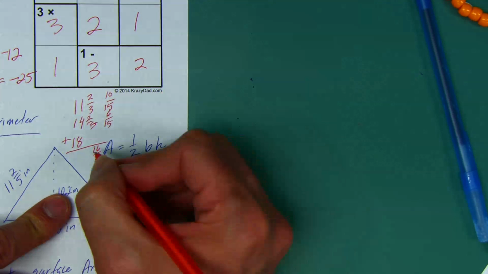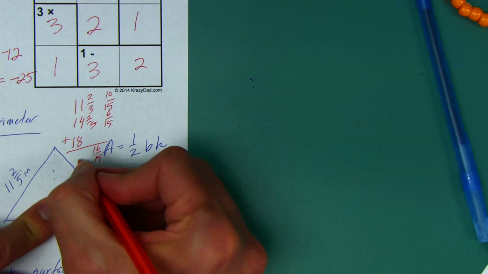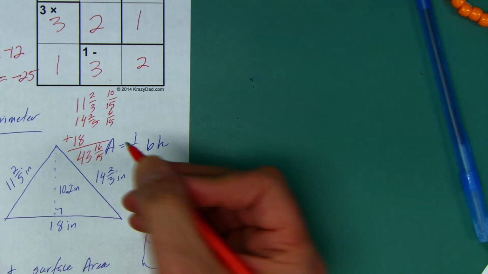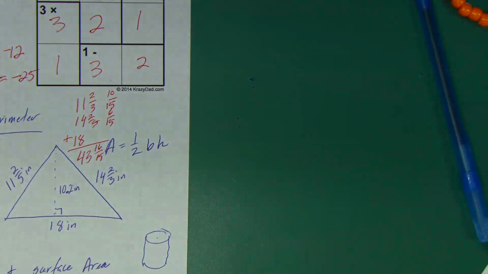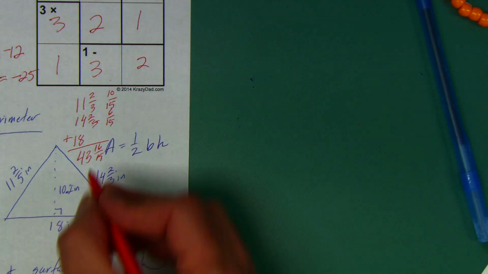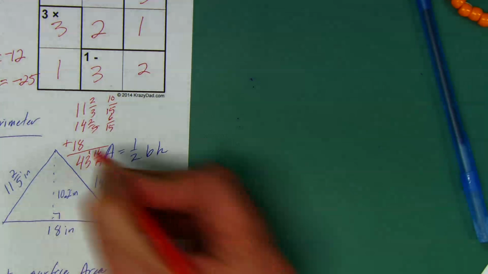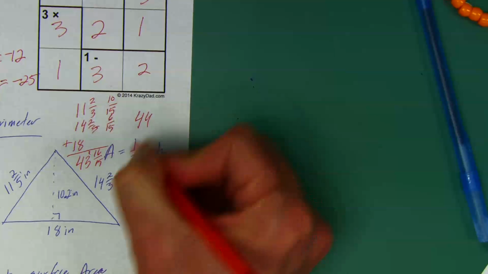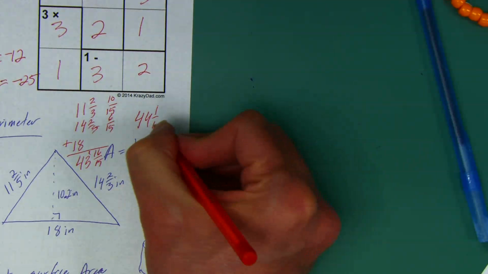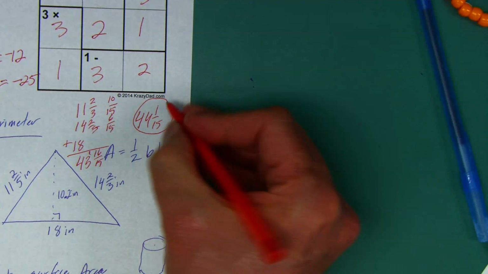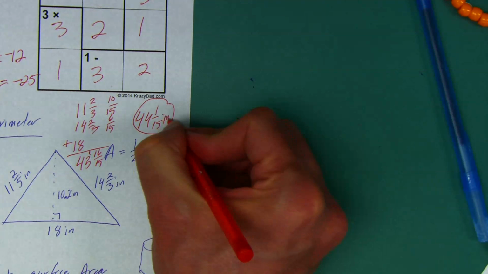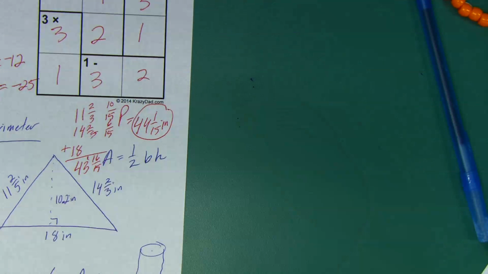And 11 and 14 is 25, plus 18 is 43. Now 16/15 is bigger than 1, huh? So I'm going to use 15 of those 15ths to make that 44. And if I use 15, I only got 1 left. 44 and 1/15 inches is the perimeter.